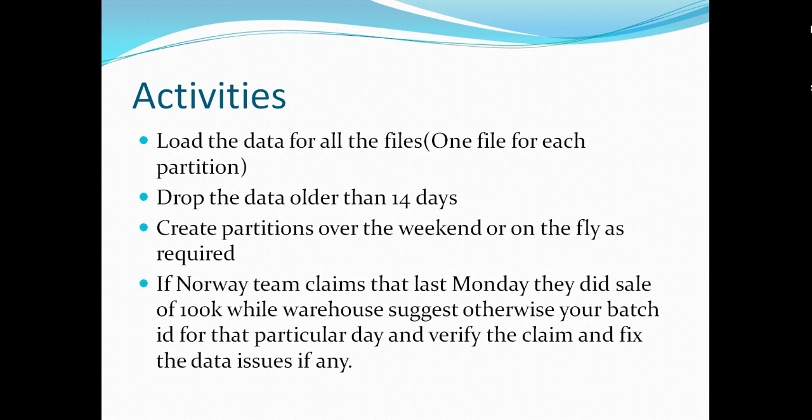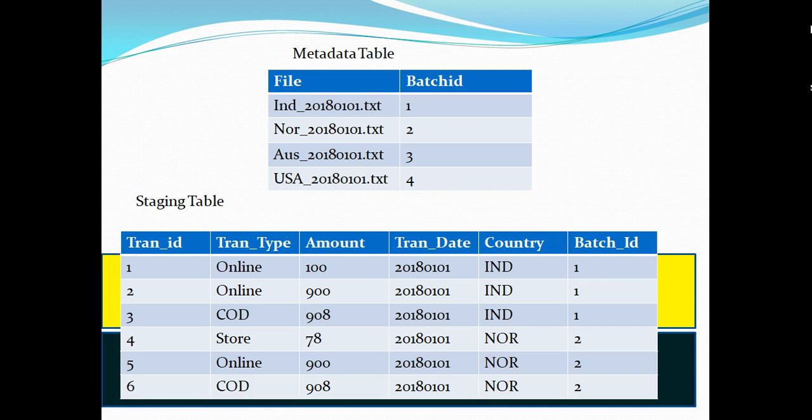So now let's understand the scenario, why all this is required. As I've explained before, if the Norway team claims that last Monday they did sale of 100k while the warehouse suggests otherwise, go to your metadata table and see that, alright, for Monday the batch ID was 2, and based on that batch ID you can use partition pruning to go to your staging table and aggregate the amount very fast and effectively.